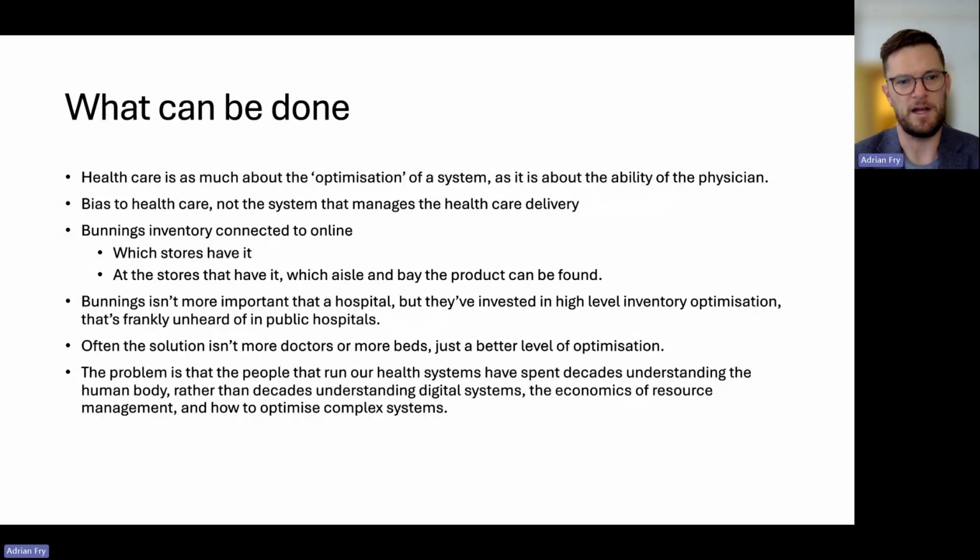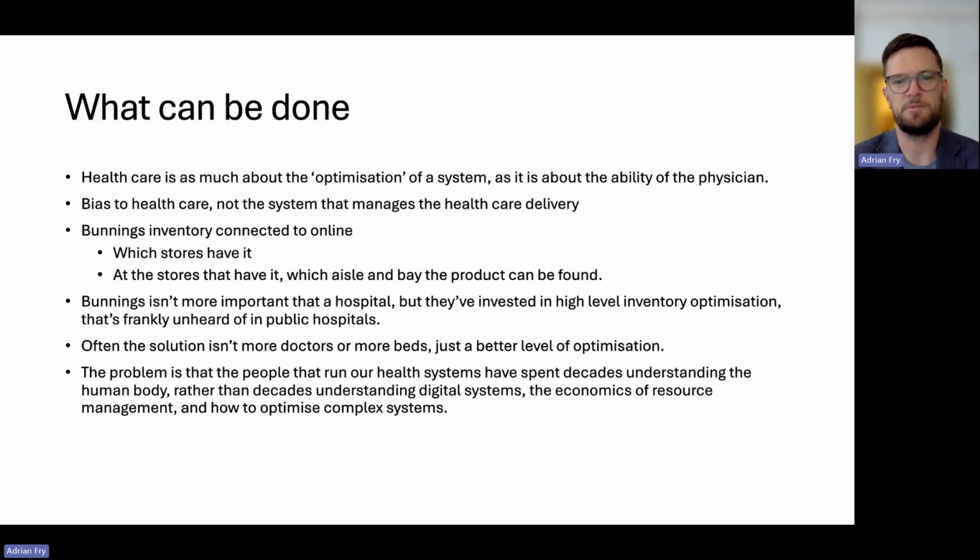So what can be done about it? Well, healthcare is as much about the optimization of a system as it is about the ability of a physician. In the healthcare system, largely the administrators who administer it are medical specialists. But the two words to note are healthcare and system. Lots of specialists focus on the healthcare, but there isn't much being done on the systemy bit.